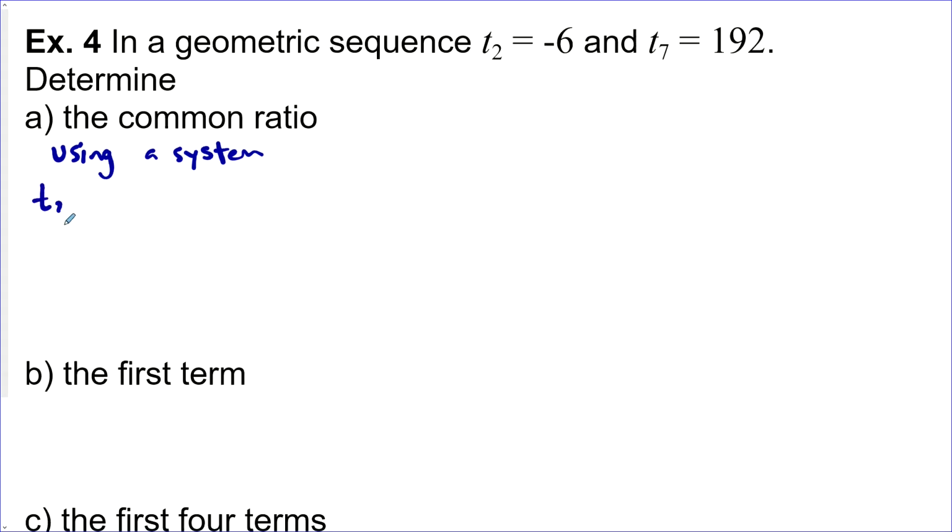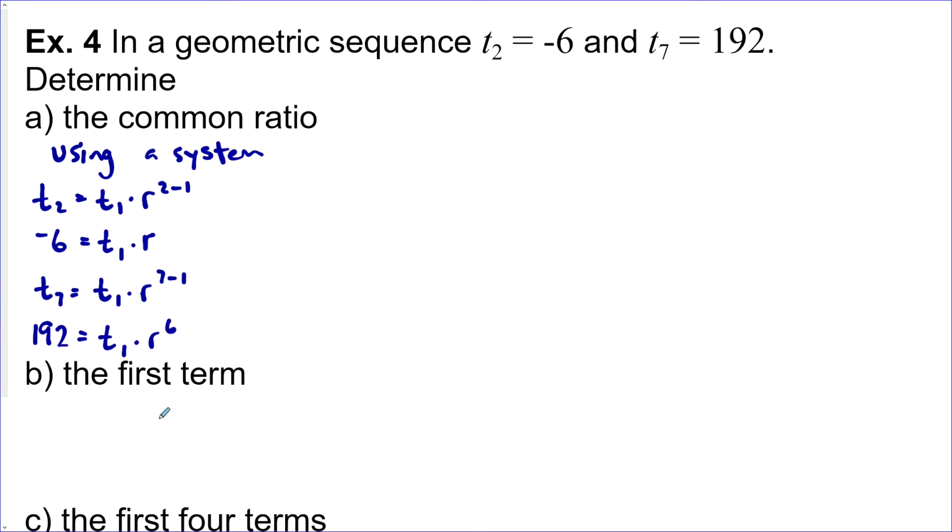So we could say that T2 is equal to T1 R to the power of 2 minus 1. And we can put in the numbers that we know here. So this is negative 6, and this is T1, which we don't know, and we also don't know R, and this can be simplified to just 1. Now the other equation we can make is with the T7. So T7 is equal to T1 times R to the power of 7 minus 1. And we can adjust this to 192 is equal to T1 times R to the power of 6.